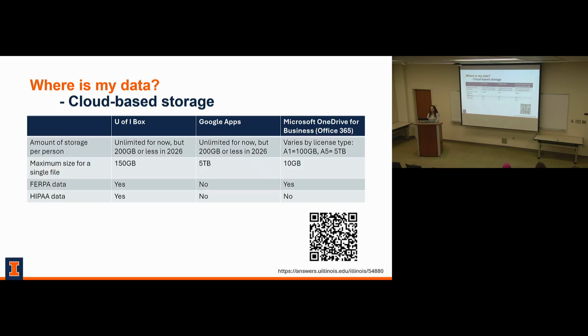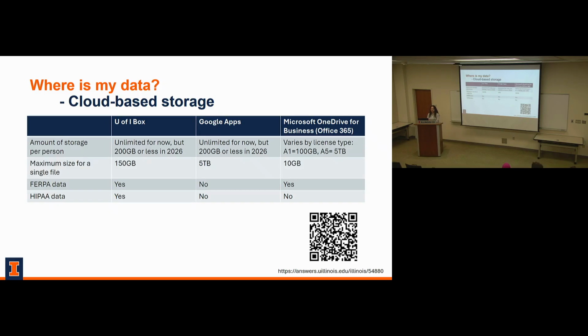For the total amount of storage per person, UFI Box and Google Apps right now have unlimited storage, but it will change next year in 2026. It's set to be reduced to 200 gigabytes per person. And for Microsoft OneDrive, everyone has 100 gigabytes for free, and there is another version of the license that can be purchased by the department that is 5 terabytes. There are also single file size limitations. For Box, it's 150 gigabytes. Google Apps is 5 terabytes, and OneDrive has 10 gigabytes.